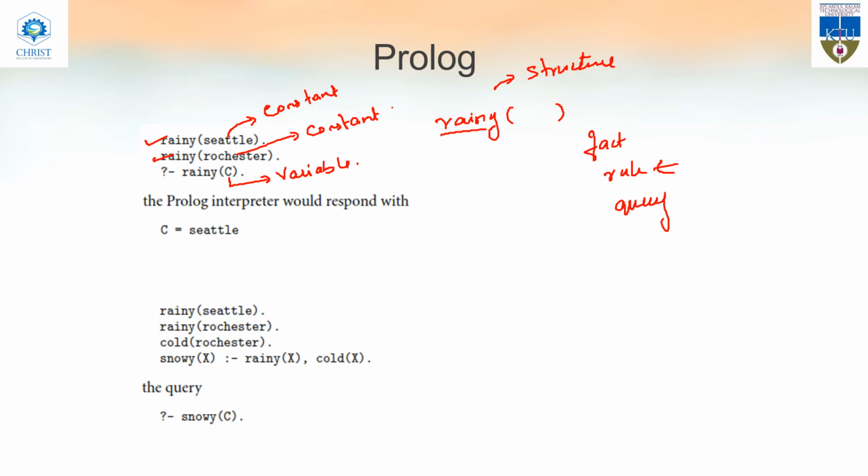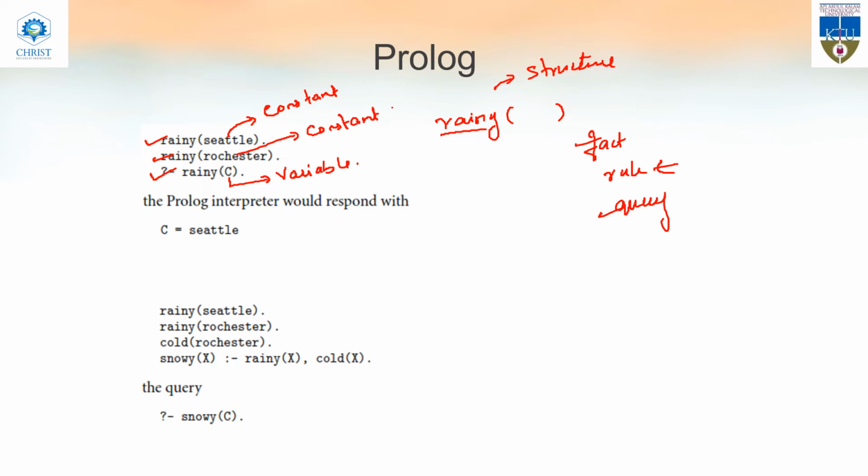Then the last one is the query. Both rainy(seattle) and rainy(rochester) are facts because they don't have any right hand side. And there is something that starts with a question mark: rainy(C). That is called a query. A query starts with a question mark, so question mark hyphen rainy(C) is a query. I hope you already know how it executes. If I am asking rainy(C), C is a variable.